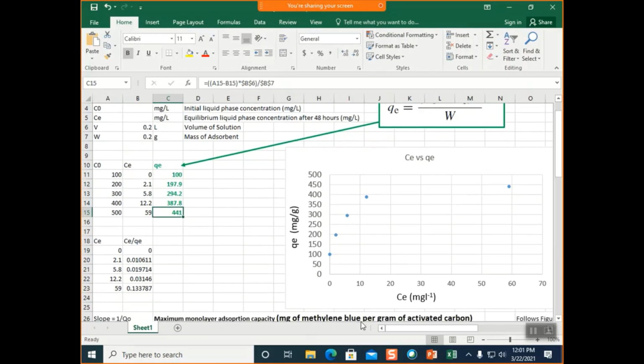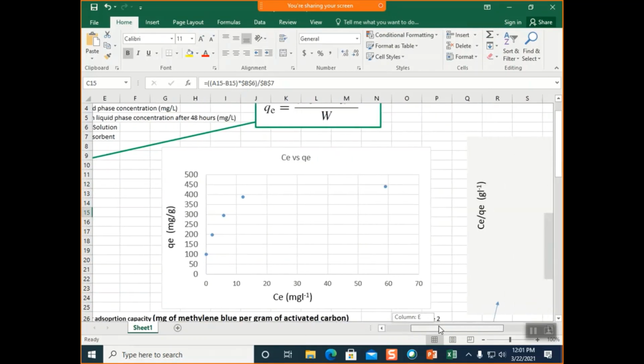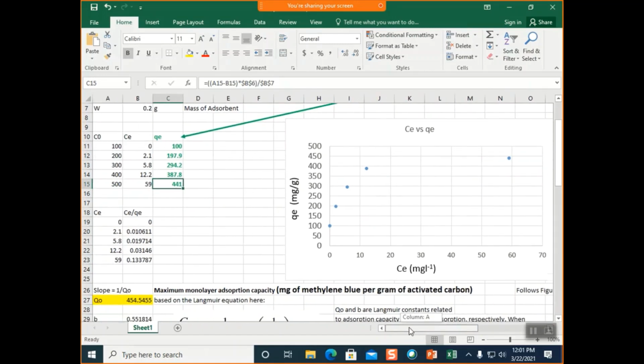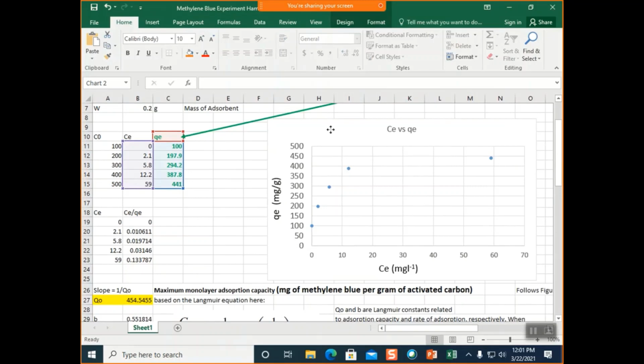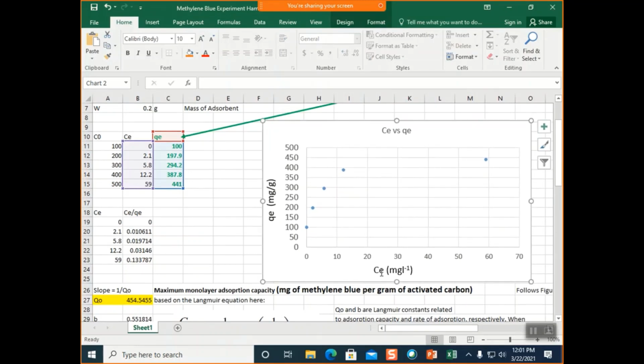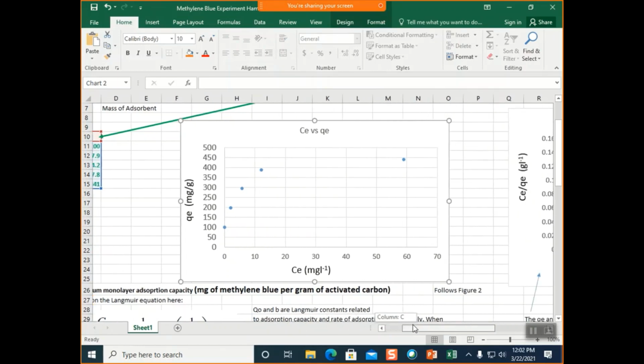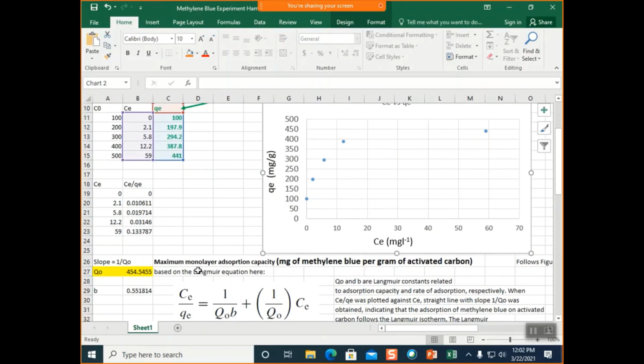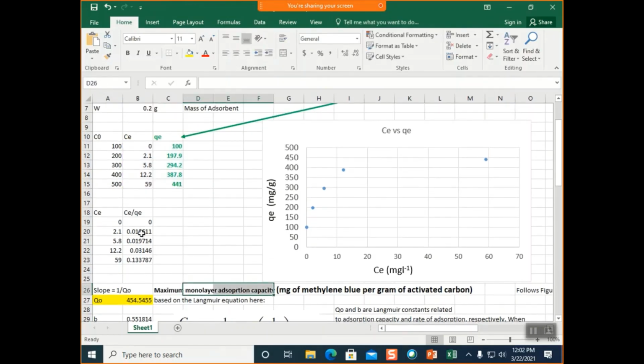Then I can do a plot of CE. So this is just a plot of your equilibrium concentration plotted against your QE. And I just wanted to make sure that my graph looked like their graph. But what we really need to do to determine the adsorption capacity is plot CE over QE.